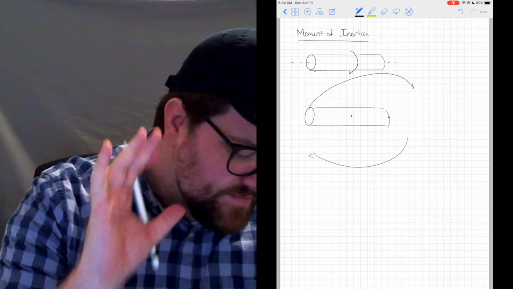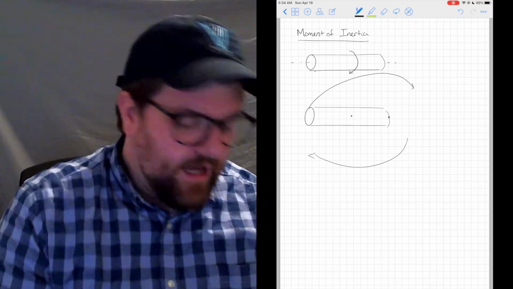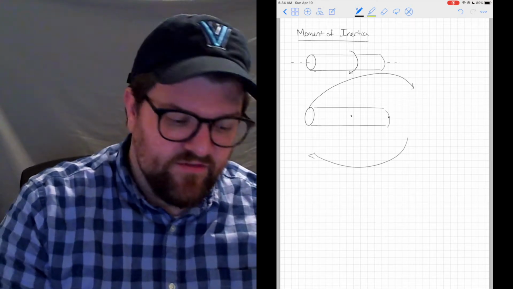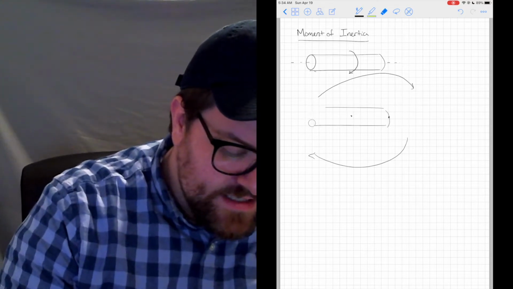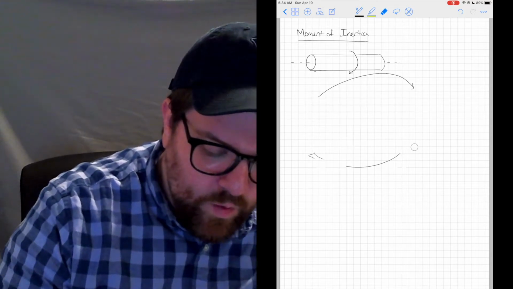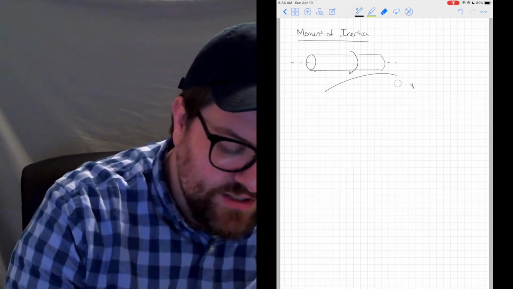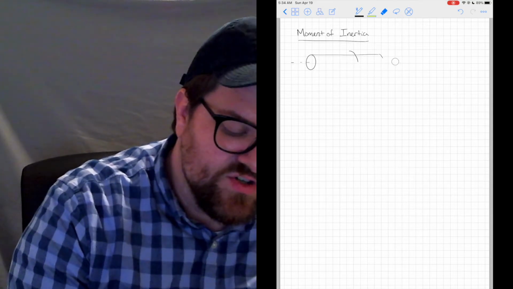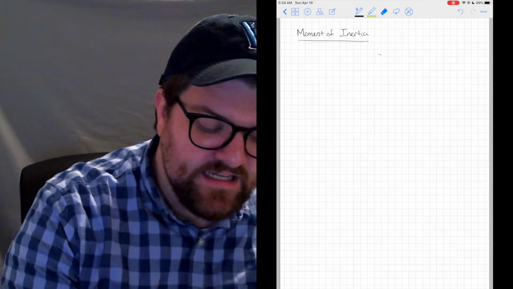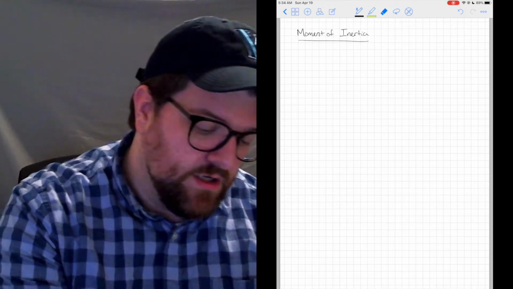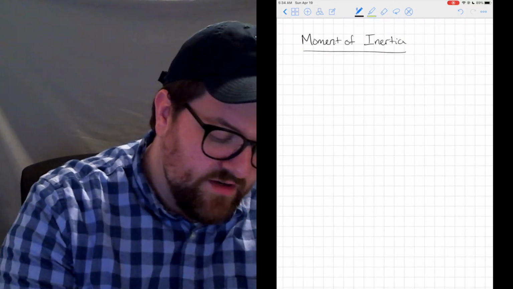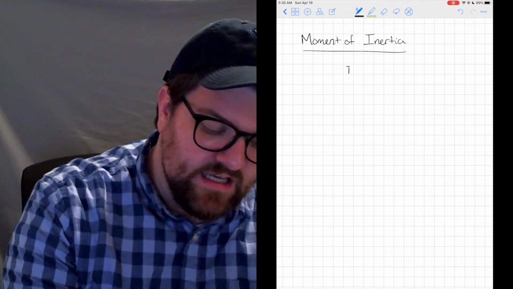So how do we start to quantify this? Just like with center of mass, we're going to bias this. We're going to weight the calculation based on not only the distribution of mass, but how far that mass is from the pivot point. So for moment of inertia, we're going to define it as the letter I.